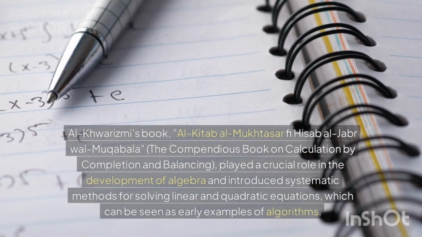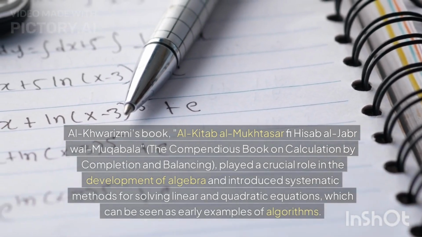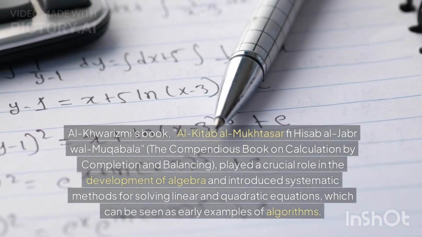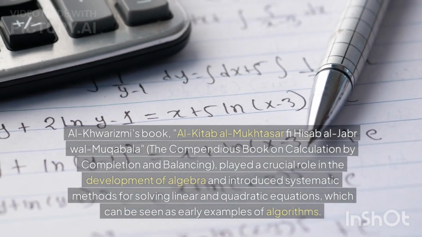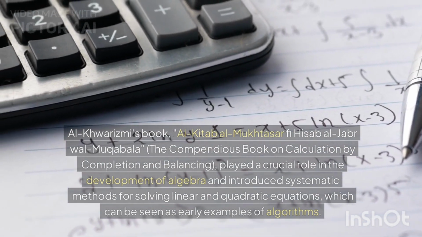Al-Khwarizmi's book, Al-Kitab al-Mukhtasar fi Hisab al-Jabr wal-Muqabala, the compendious book on calculation by completion and balancing, played a crucial role in the development of algebra and introduced systematic methods for solving linear and quadratic equations, which can be seen as early examples of algorithms.